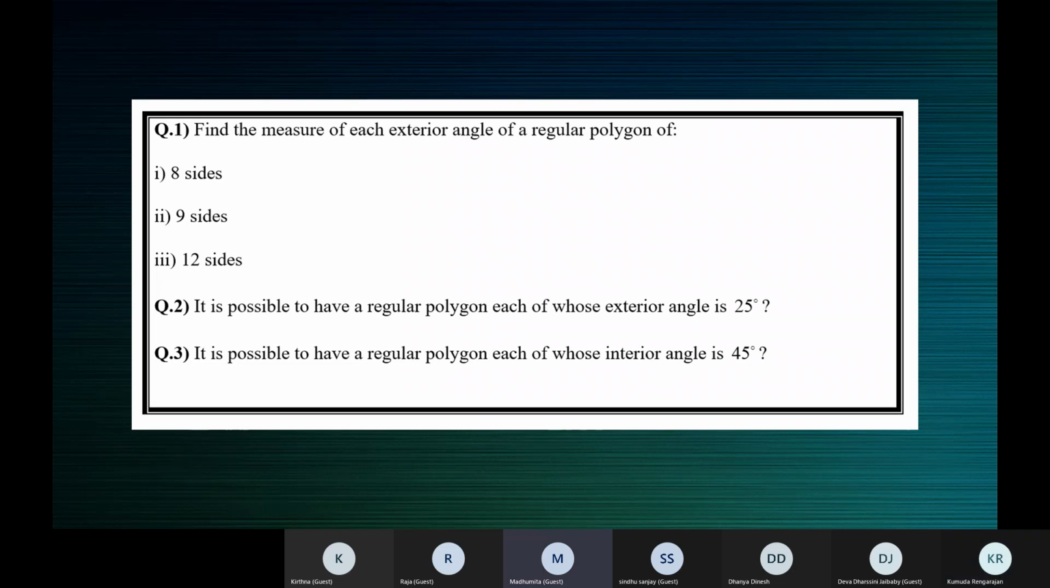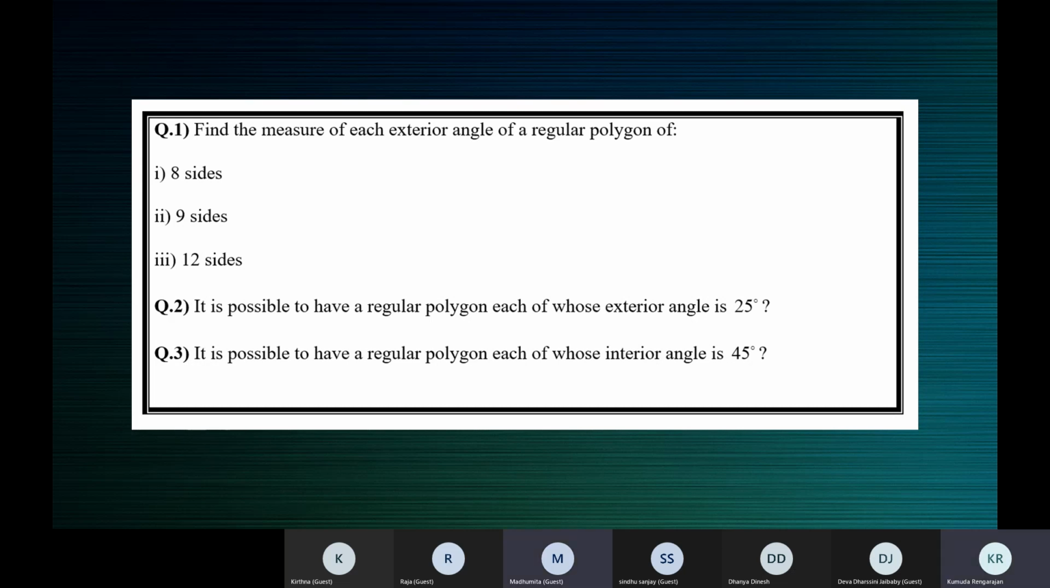Ma'am, while we know the interior angle? Without finding the interior angle, straight away find the exterior angle. Ma'am, (n minus 2) into 180 degrees by n. You have to go there. Find the measure, answer this question. Find the measure of each exterior angle of a regular polygon of 12 sides. Ma'am, straight away, 360 degrees divided by 12. 360 by 12. Very good. Straight away we can find that.